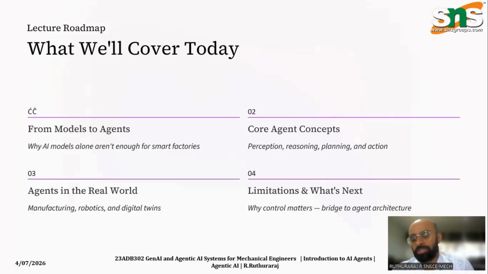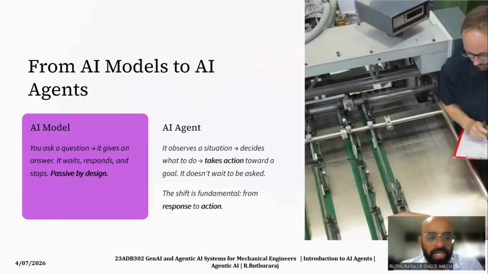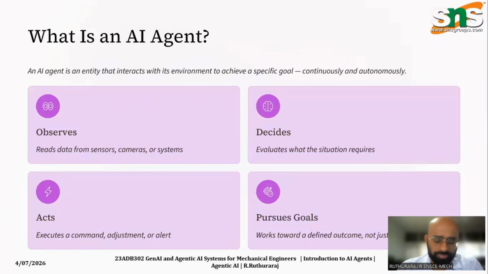If the same process can be done by an AI system, then it is called an AI agent. So where can you use these AI agents? AI agents can be used in a wide array of areas such as manufacturing, medicine, space science. Like that, a wide range of areas need AI agents.